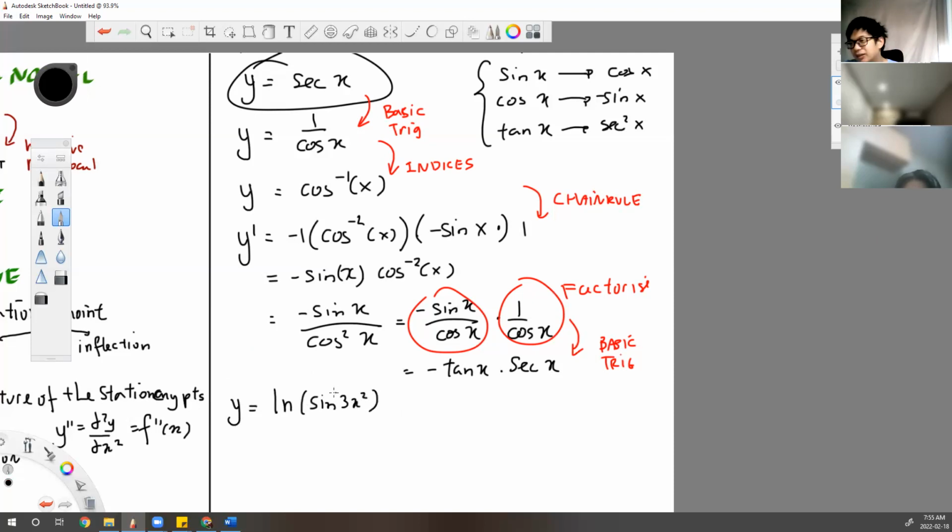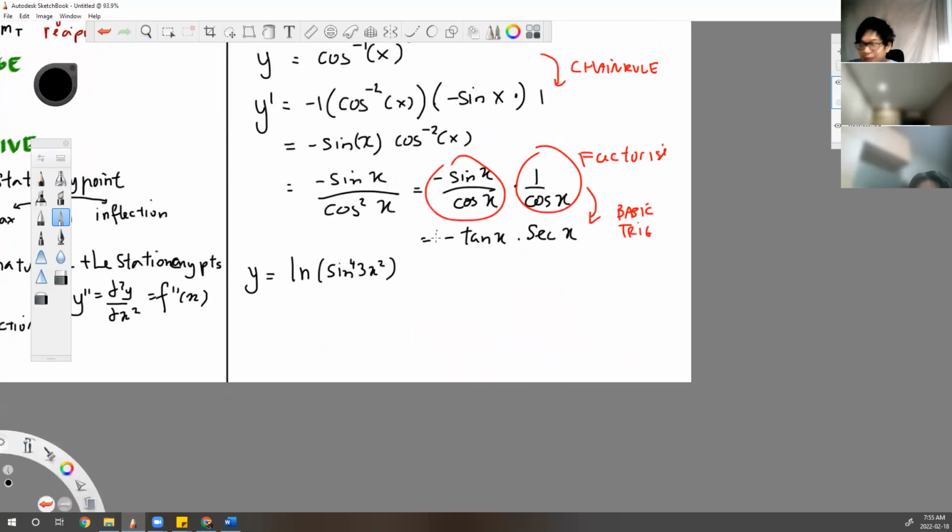Oh, what on earth is this? How can you derive this? Again, you have to do it super slowly. Ln first. That's the first priority, right? So y prime equals ln becomes 1 over sine to the power of 4 of 3x squared, and you multiply by the inside, right? So what is the problem here? The real deal is on this part, the inside.